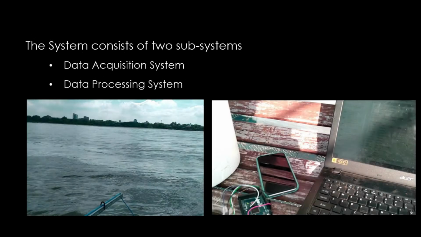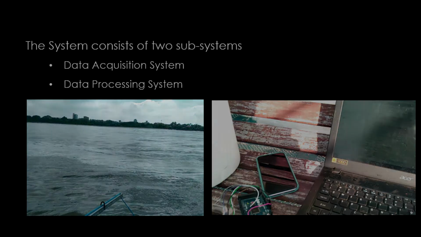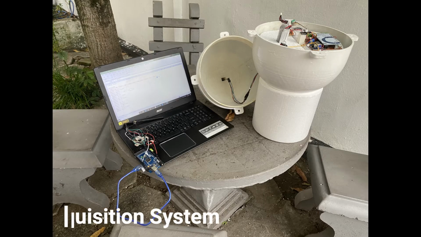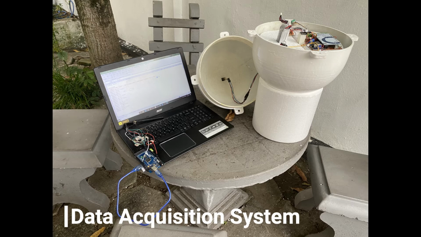The designed rip current monitoring system mainly consists of two subsystems. The first is the data acquisition system. The second is the data processing system. The data acquisition system consists of three main components: the buoy and its holding mechanism, the program, and the circuitry.